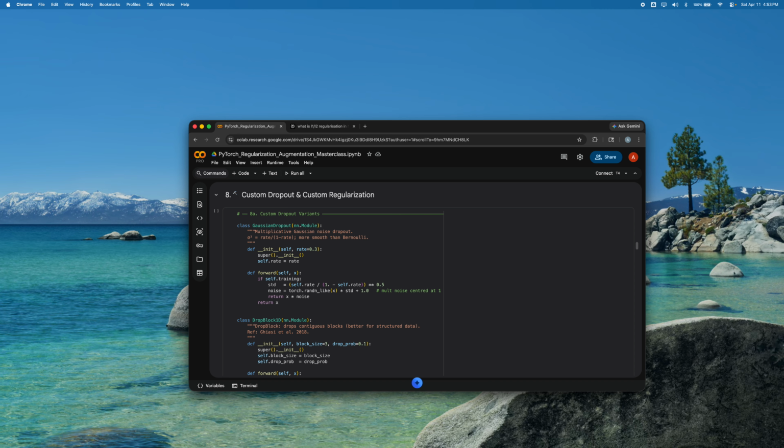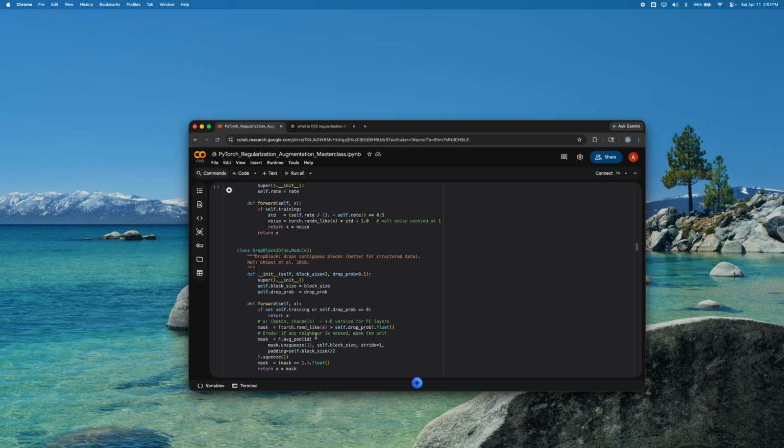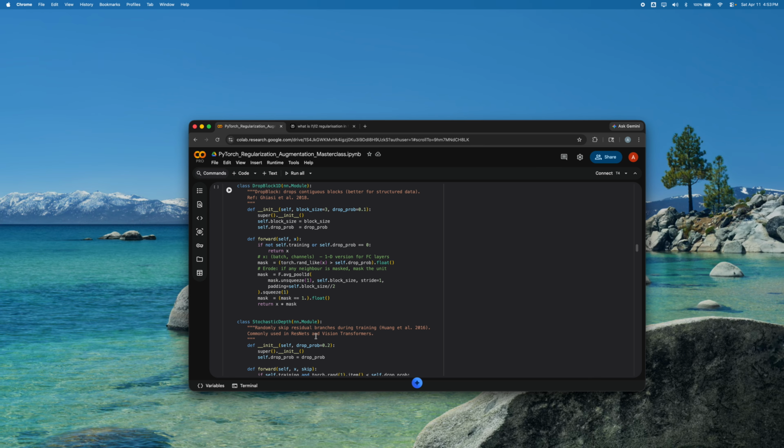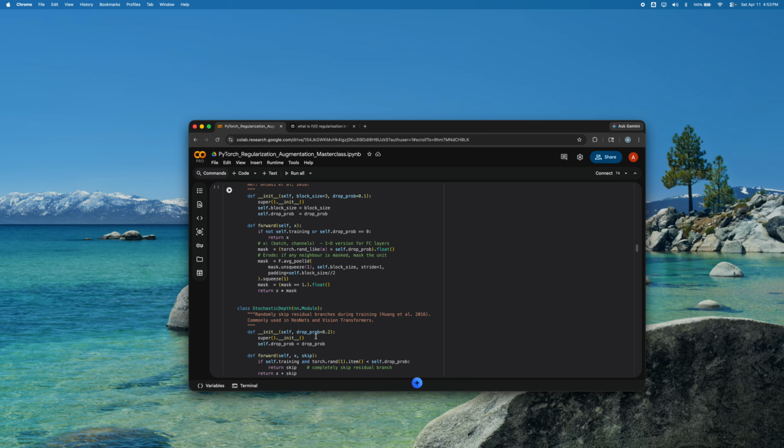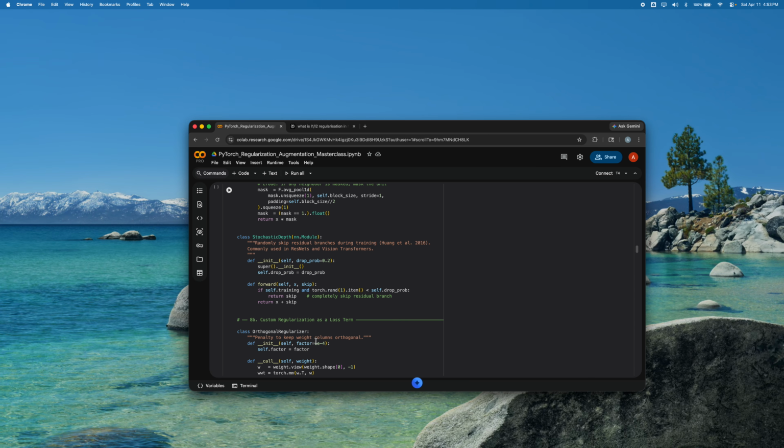rather than individual random ones. This was developed because of convolutional networks, where nearby neurons often carry similar information. So dropping isolated individual neurons doesn't help here. Then we have stochastic depth, which randomly skips entire residual branches during training, and it is used in modern architectures like ResNets and vision transformers.